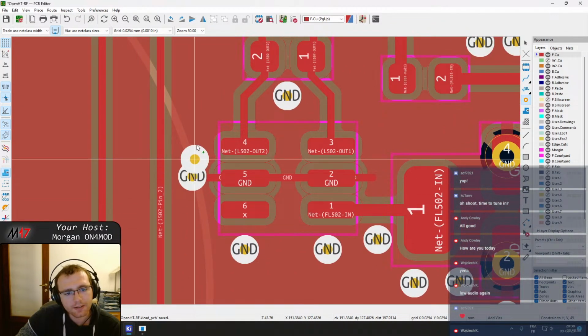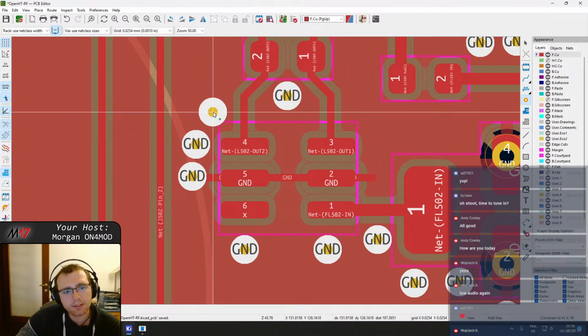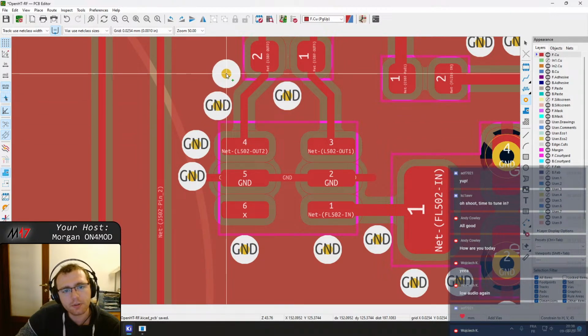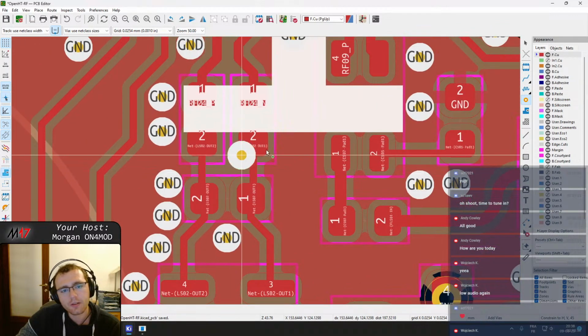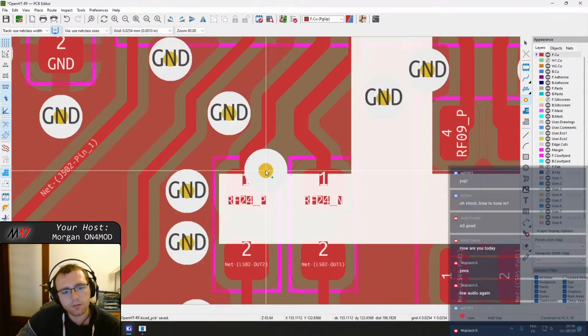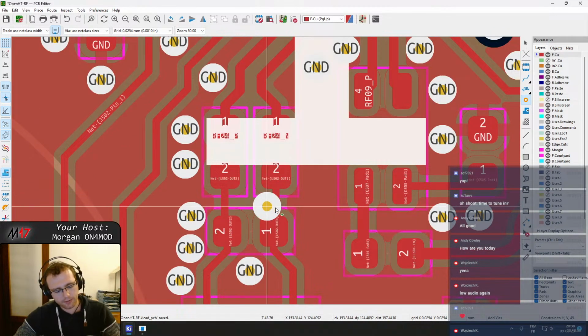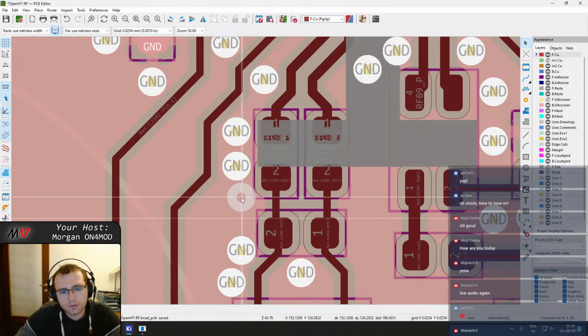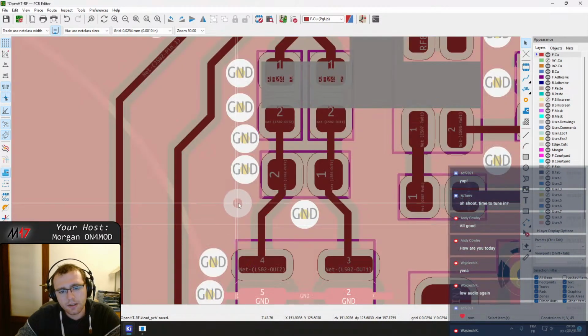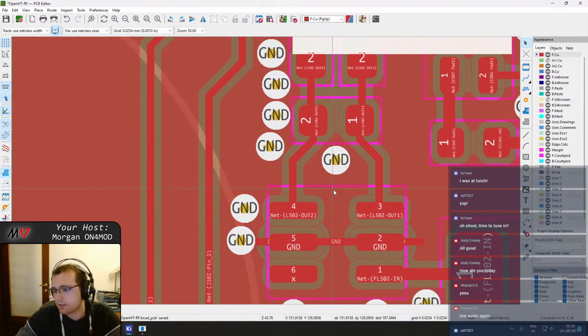Okay, ground via here, ground vias everywhere. So the role of these vias is to act as a kind of a shield, a barrier to have a good ground and avoid having any signal kind of leaking.